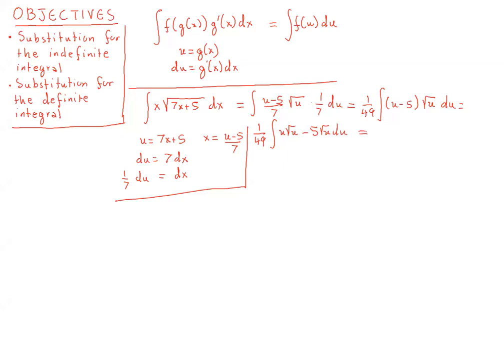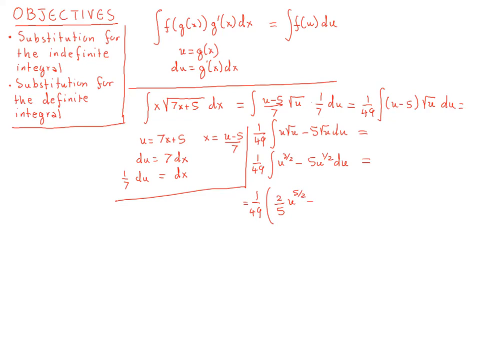We want to write everything in terms of powers. So 1 over 49 times u to the 3 halves. Why u to the 3 halves? u is u to the first. Square root of u is u to the 1/2. u to the 1 plus 1/2 is u to the 3 halves, minus 5 u to the 1/2 du. And now we're ready to carry out our integration. 1 over 49 times, we have to go 1 degree up. So u to the 5 halves divided by 5 halves, which is the same thing as multiplying by 2/5. So u to the 5 over 2 times 2/5.